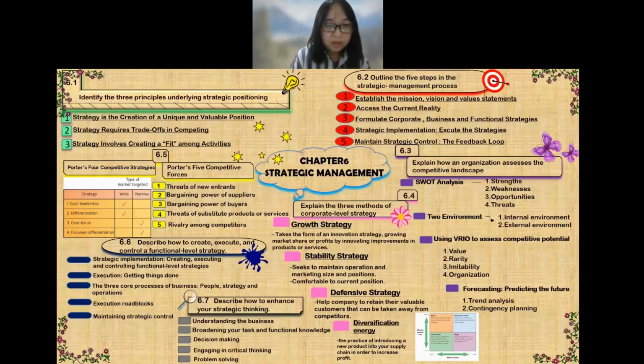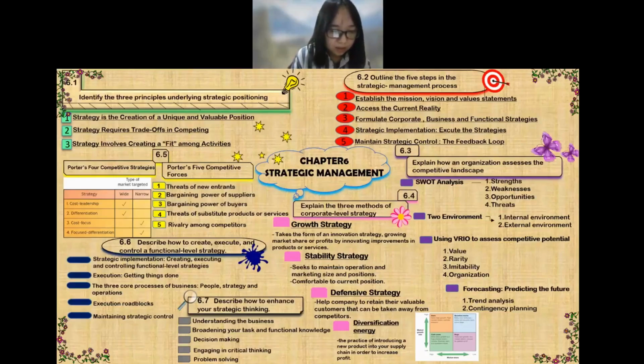And the next one is how to enhance your strategy thinking. We should understand the business. Understand a potential or current employer's business and strategies. And extend your knowledge by networking, seeking mentoring, participating in a job rotation, and attending cross-functional or business meetings.